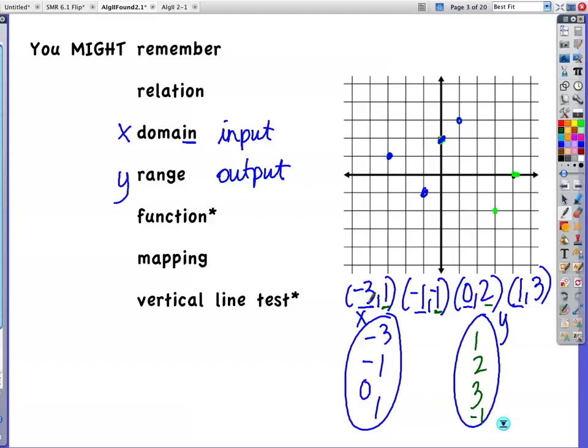All right, -3 maps, hence the name mapping. Doesn't look like a map. There's a picture of something with different things on it. -3 goes with 1. -1 maps to -1. Notice my arrow is going over there. 0 maps to 2. And 1 maps to 3. And that is called a mapping. You don't see it very often, but that's what it is. Vertical line test, we'll come to that in just a moment.